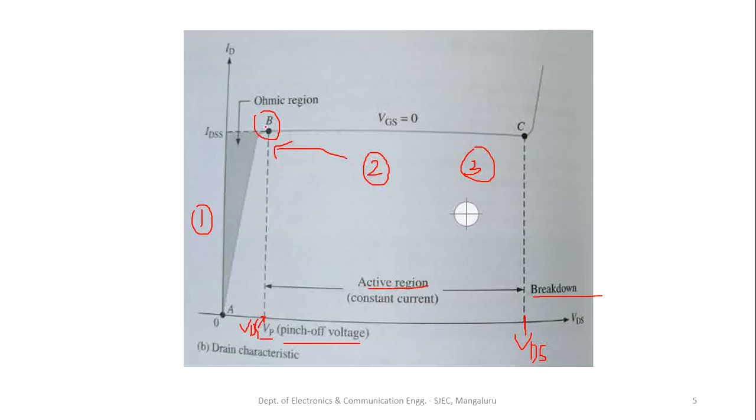So the region between B and C is called the active region or the saturation region. Below B, when VDS is low and ID is clearly increasing, that particular region is called the ohmic region. So this is the case when we increase the VDS by keeping the VGS voltage constant.